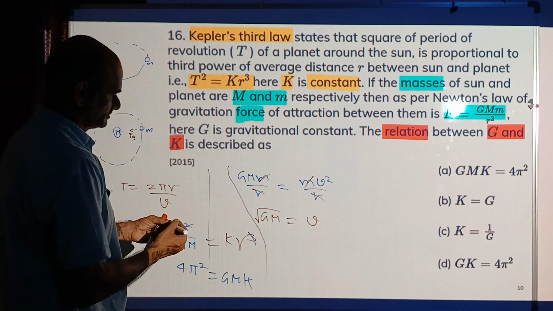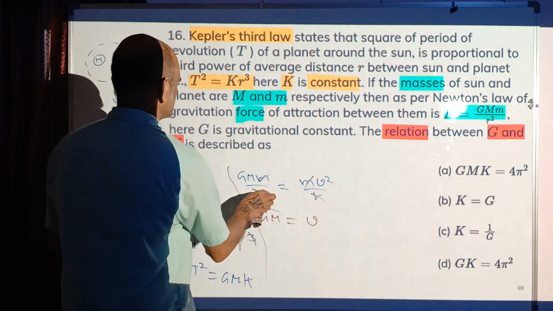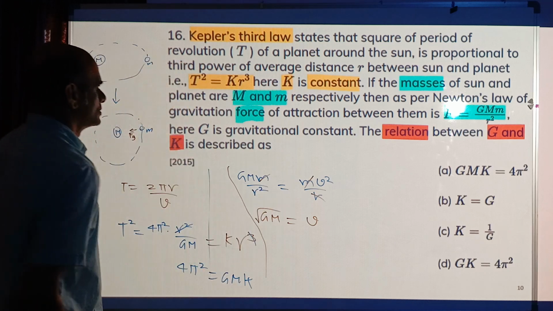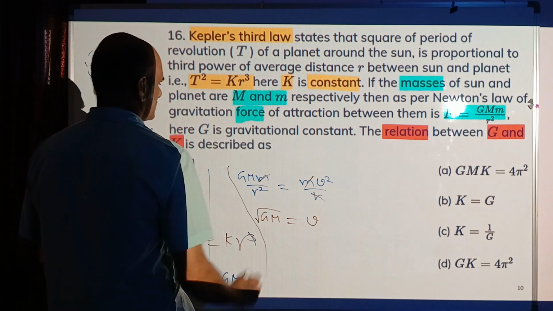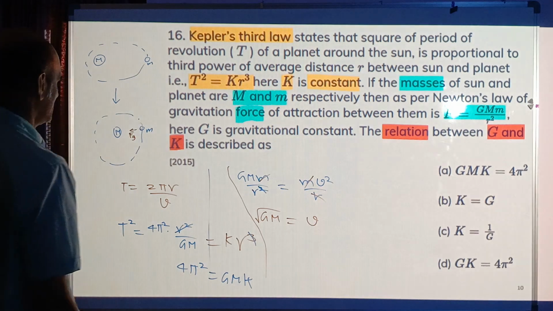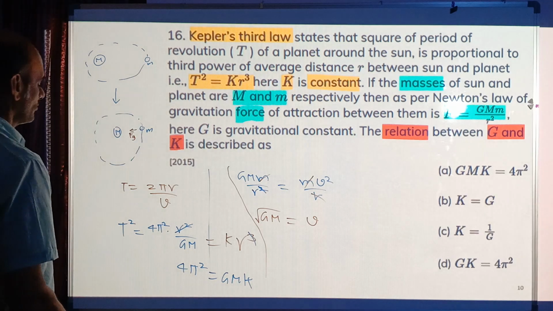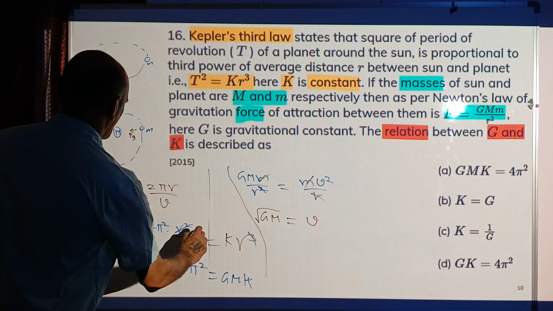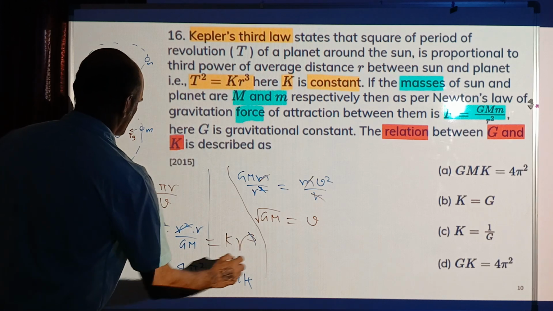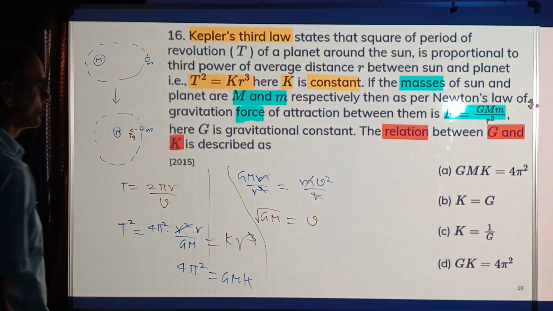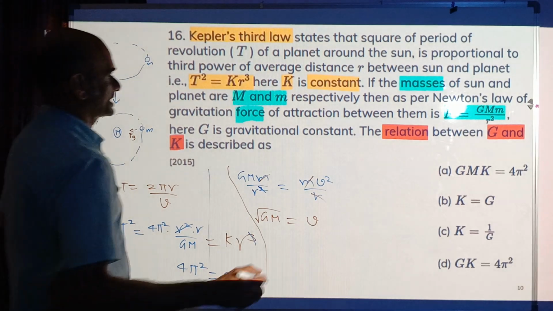Here there is a mistake. This is r square. So we'll have, and then this r will go. Or I can write v square as GM by r. So v square is GM by r. So we'll have 1 r here, so we'll cancel this r fully. So from this I'll get GMk equal to 4 pi square. So option E is the correct answer.